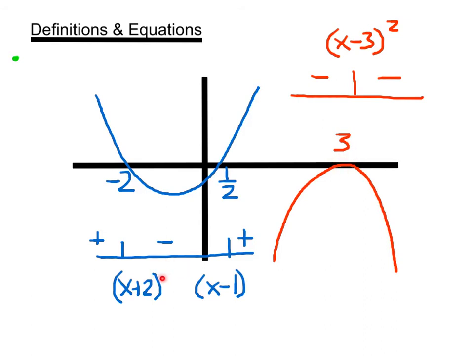Whenever you don't have a squared factor, the graph of the function will cut the x-axis and the sign will change. The sign will also change when the graph is undefined. So if we have something like this, and the graph is undefined here, then the sign diagram, remember we use a dashed line, the sign diagram will change again.